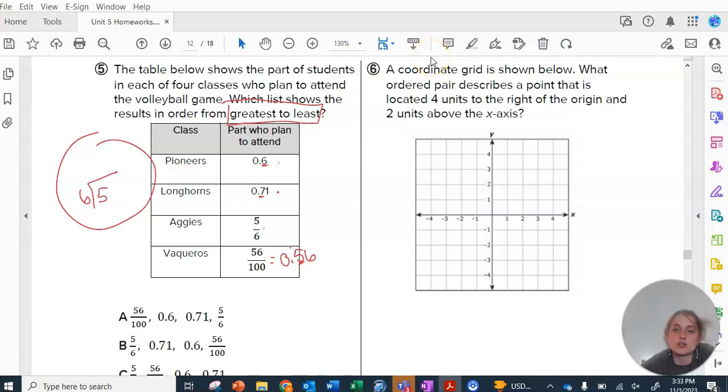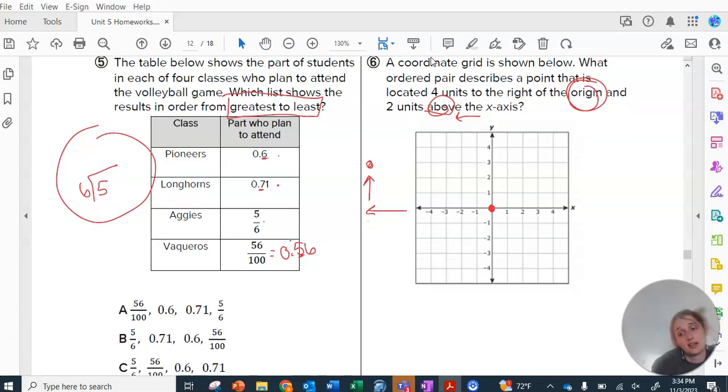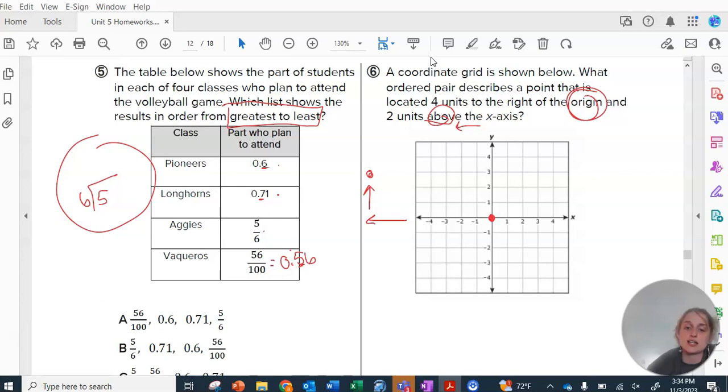For number 6, a coordinate grid is shown below. What ordered pair describes a point that is located 4 units to the right of the origin and 2 units above the x-axis? So the origin is right here. If I travel 4 units to the right, that means I'm going 4 in this direction. And then after that, I'll go up, because above means up, 2 units. So go over 4, up 2, and it is only in that spot that you will place your dot. And then actually the dot is not what I'm asking for. You're going to tell me what the ordered pair is for that dot. The x value comes first, the y value is second.